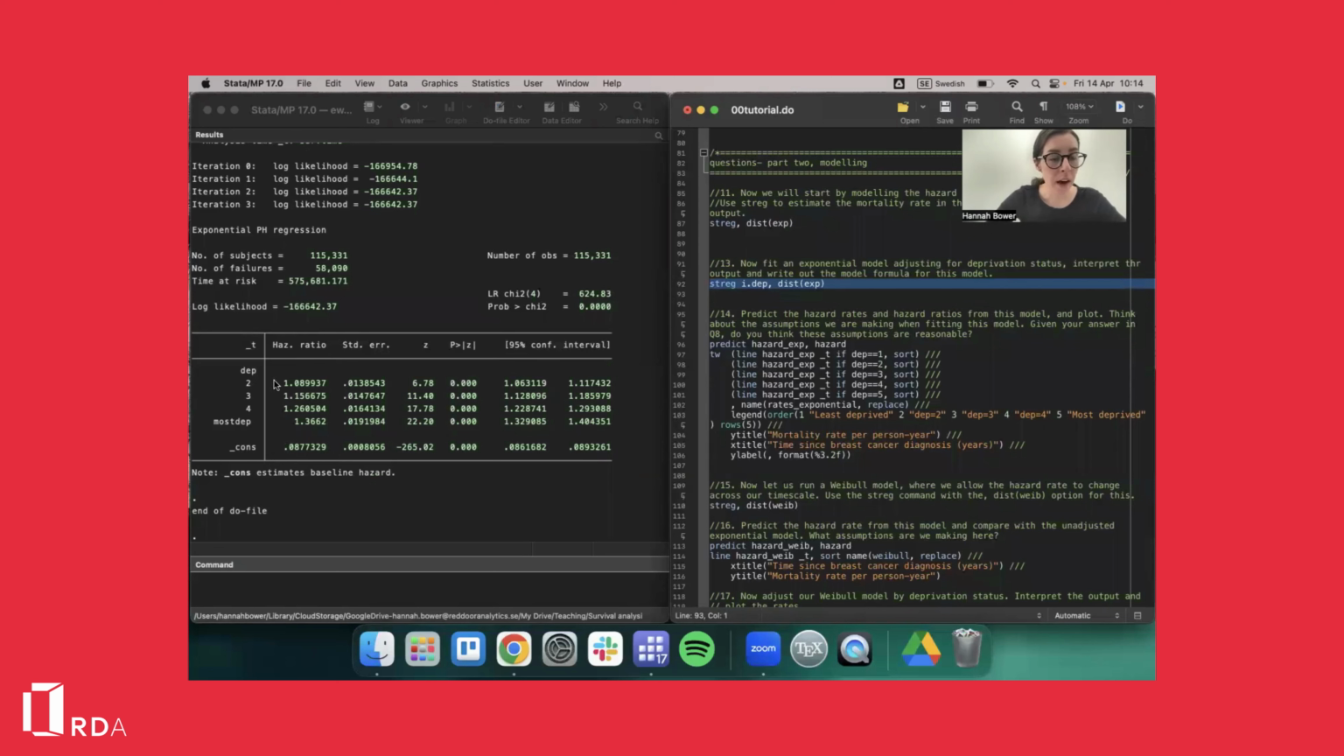And then the hazard ratios we get are all comparing each of the different deprivation groups to deprivation group 1, the least deprived. So if we look at the most deprived, we can see that the hazard ratio is 1.37 for the most deprived versus the least deprived, meaning that the mortality rate in the most deprived group is 1.37 times that in the least deprived group. The question also asks us to write out the model formula for this model. This is in the solution, so you can go there and have a look at that.